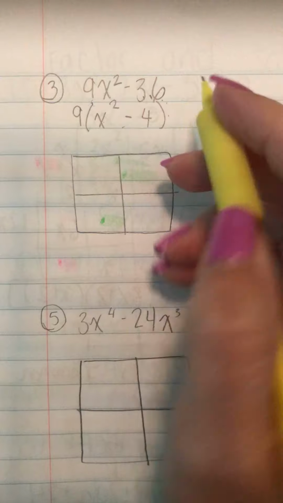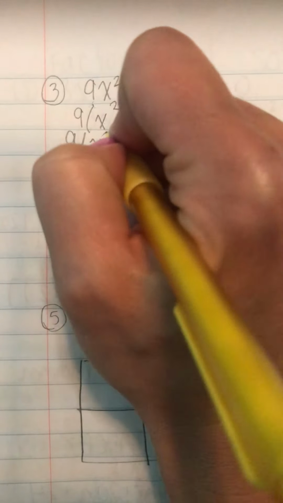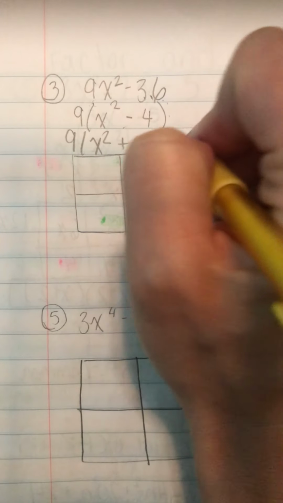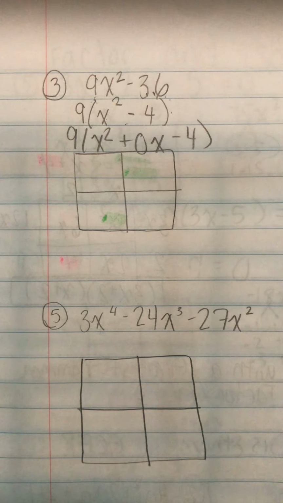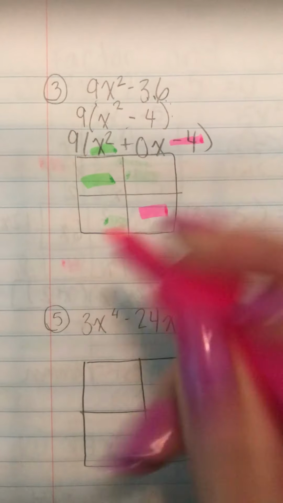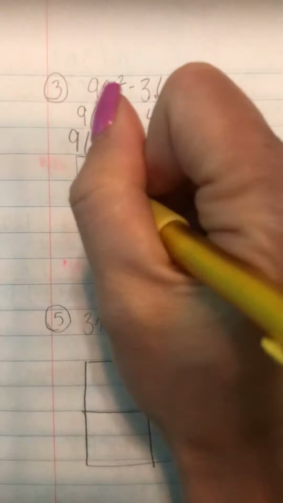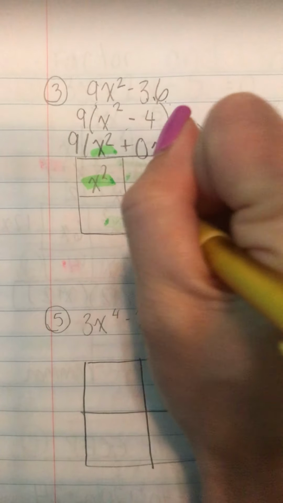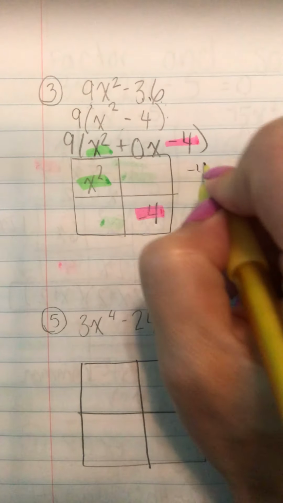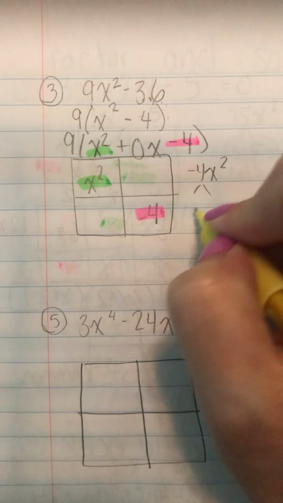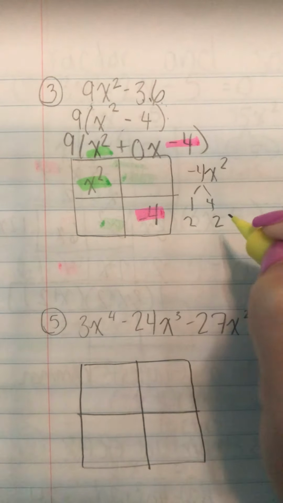Now this is 2 terms though. So what do we put in the middle when we're missing that term? We put a 0 there. Now you put your first term in the first box, and you put your last term in the last box. So we need it to add up to what this time? 0. So what numbers multiply to -4 but add to 0?